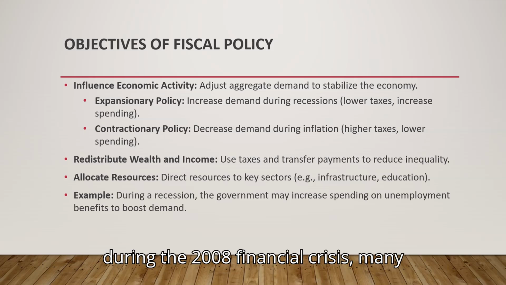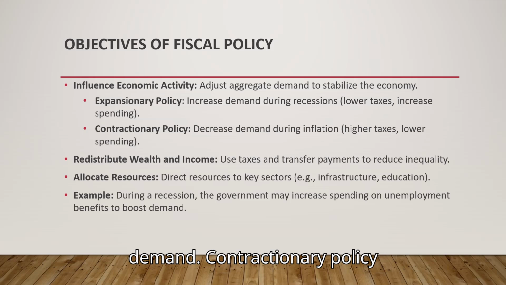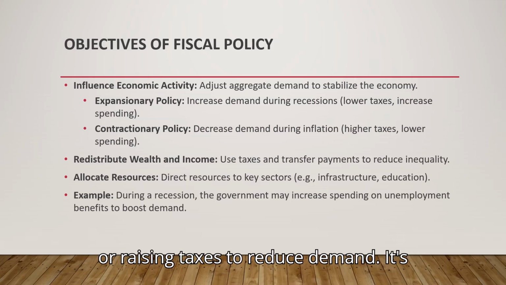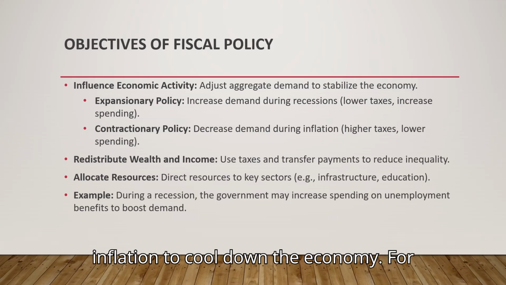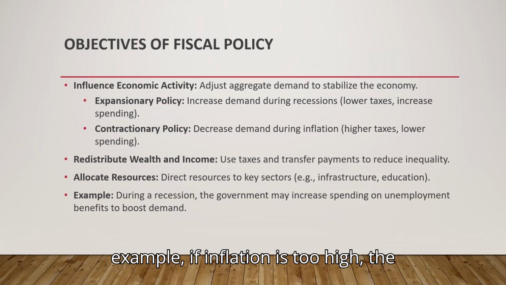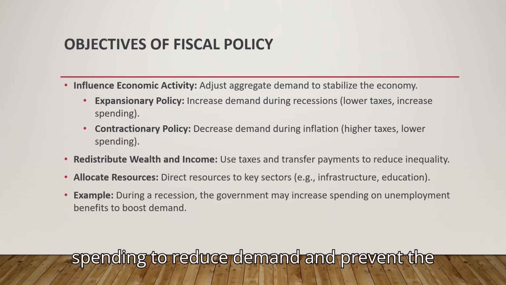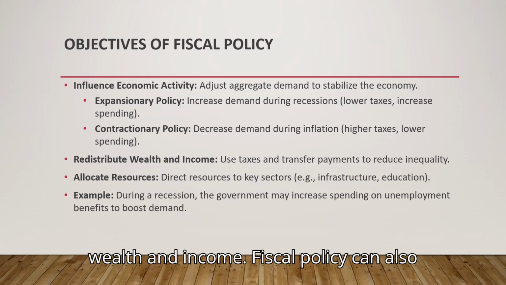For example, during the 2008 financial crisis, many governments increased spending on infrastructure and cut taxes to stimulate demand. Contractionary policy involves decreasing government spending or raising taxes to reduce demand. It's typically used during periods of high inflation to cool down the economy. For example, if inflation is too high, the government might raise taxes or cut spending to reduce demand and prevent the economy from overheating.